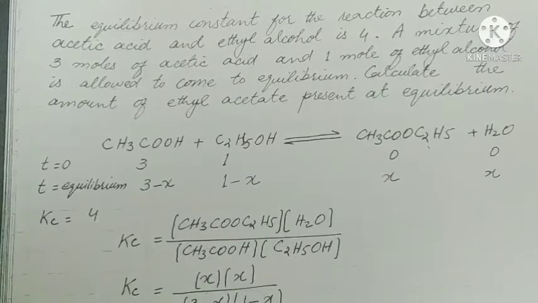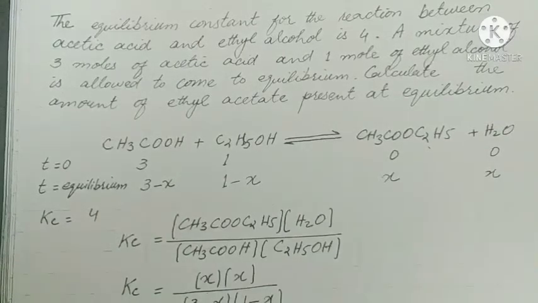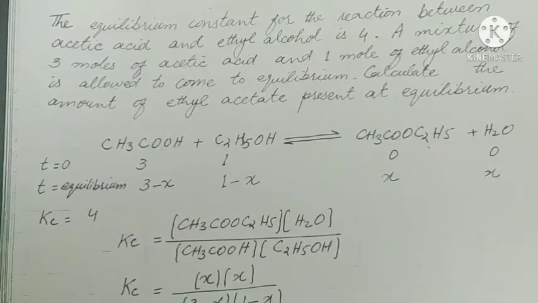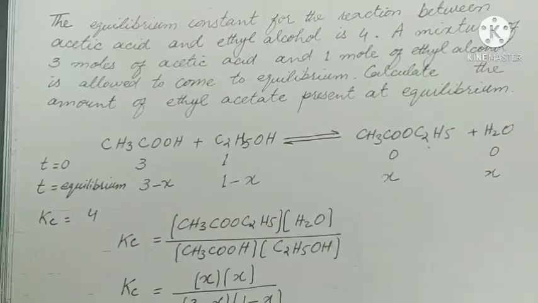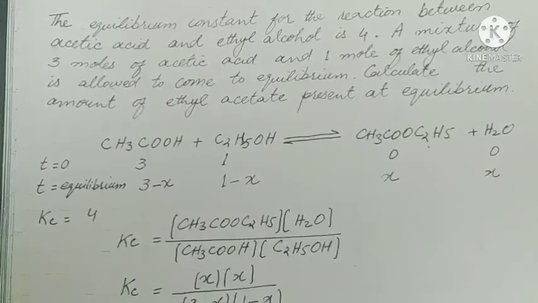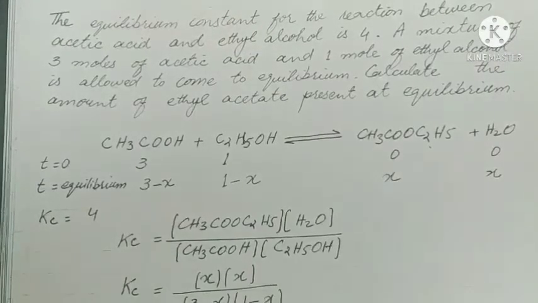First of all, write the equation, which is acetic acid plus ethyl alcohol ⇌ ethyl acetate plus H2O. When time is equal to 0, there are 3 moles of acetic acid and 1 mole of ethyl alcohol, then 0 moles of ethyl acetate and 0 moles of water. Then at equilibrium, x moles of ethyl acetate and x moles of water are formed, and 3 minus x moles of acetic acid and 1 minus x moles of ethyl alcohol remain. Kc is equal to 4.